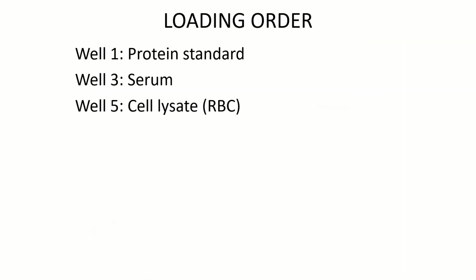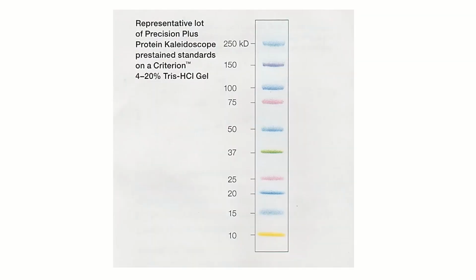So for our exercise, we'll be loading our protein standard. That's our standard protein, which will form the bands in well number 1. The serum of our blood sample, the liquid part, will be loaded in well number 3. And the cell lysate, which contains the solid cells and the proteins therein, will be loaded in well number 5.